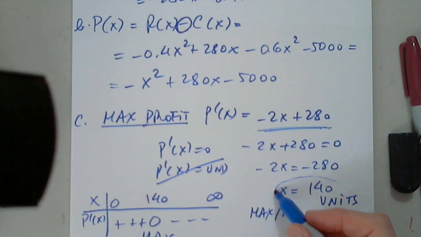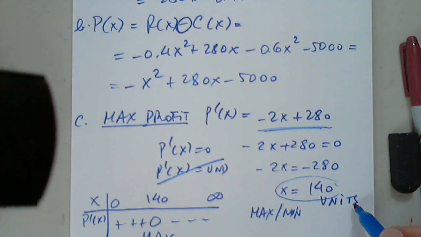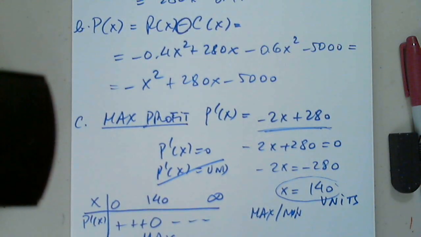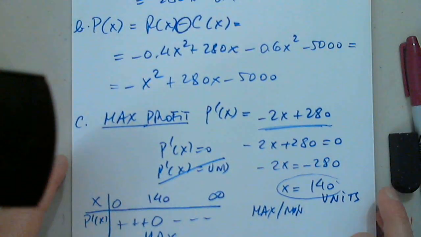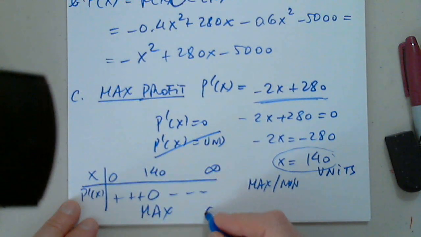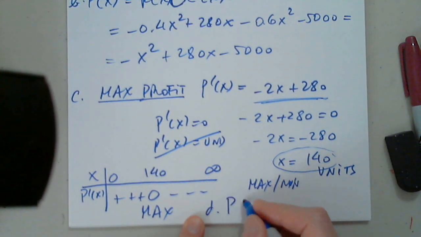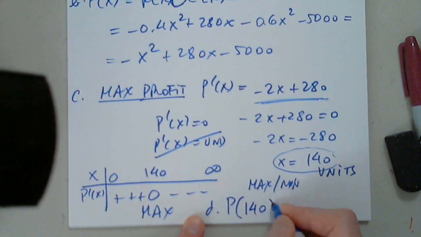So if we manufacture 140 units, and not below, not 139 and not 141, exactly 140, we get a maximum profit. Good. What is the maximum profit? Let's see, I don't know if that's what they're asking us next. What is the maximum profit? It makes sense. So how do I determine the maximum profit? That would be P of 140.